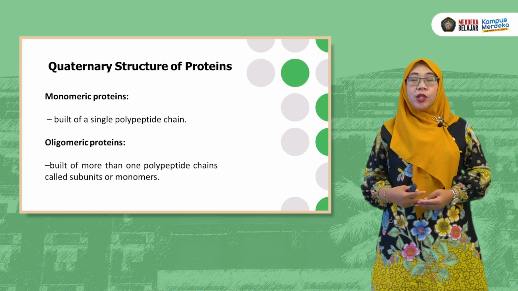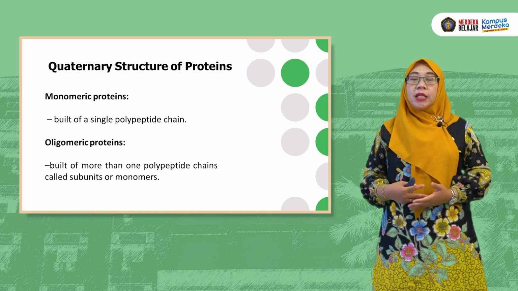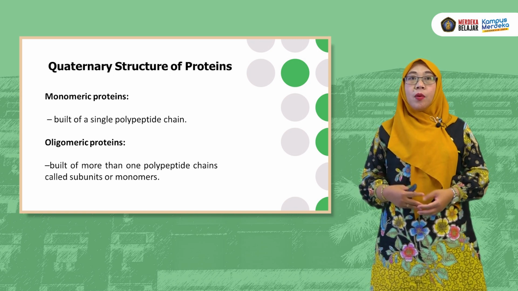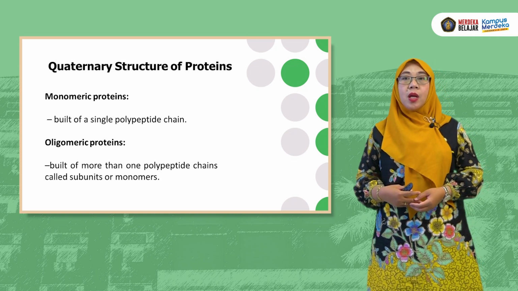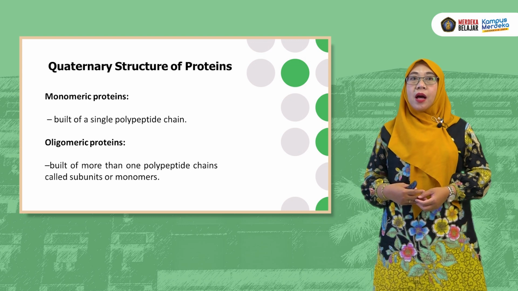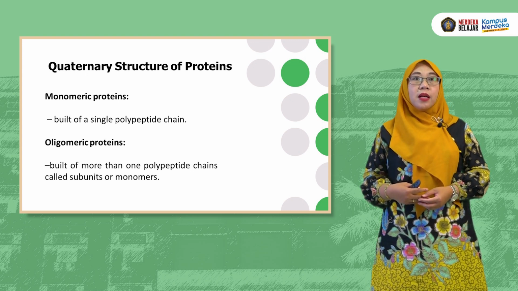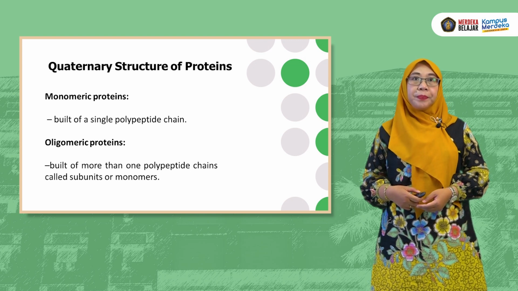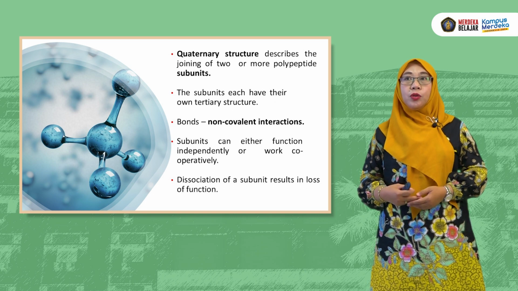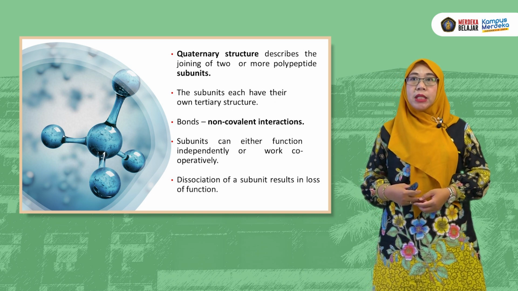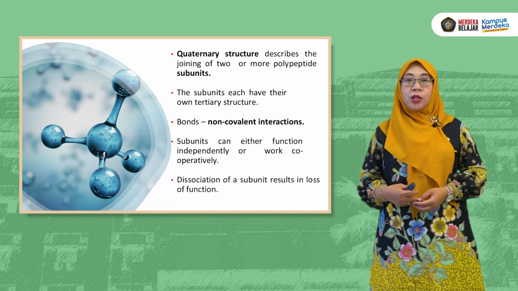The last protein structure is quaternary structure. In proteins, there are some definitions. Monomeric proteins are built of a single polypeptide chain, while oligomeric proteins are built of more than one polypeptide chain, called subunits or monomers. The quaternary structure describes the joining of 2 or more polypeptide subunits. The subunits each have their own tertiary structures.